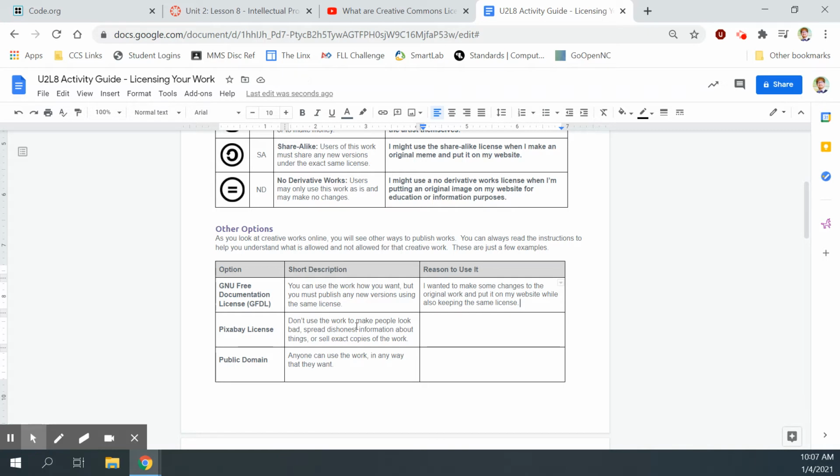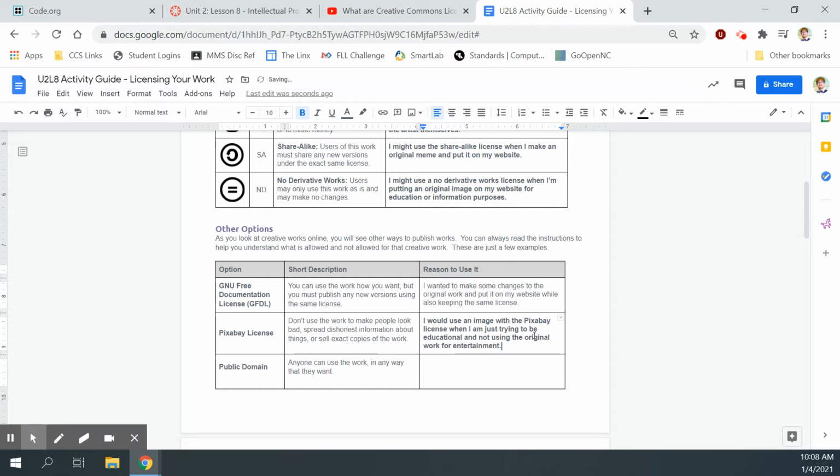All right, a Pixabay license. Pixabay is unique. Pixabay is a website by itself, and anything published there is under the Pixabay license, and that means that you don't use the work to make people look bad, spread dishonest information about things, or sell exact copies of the work. So I would use an image with the Pixabay license when I am just trying to be educational and not using the original work for entertainment, right?